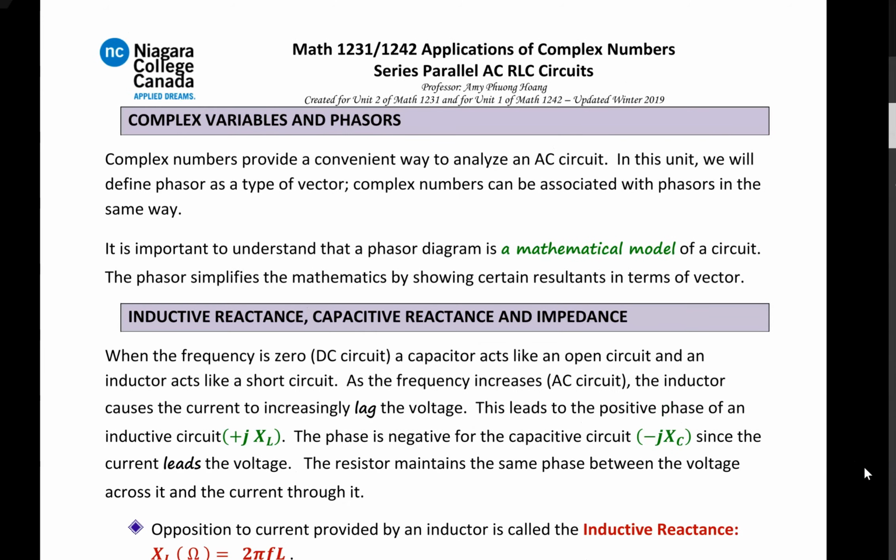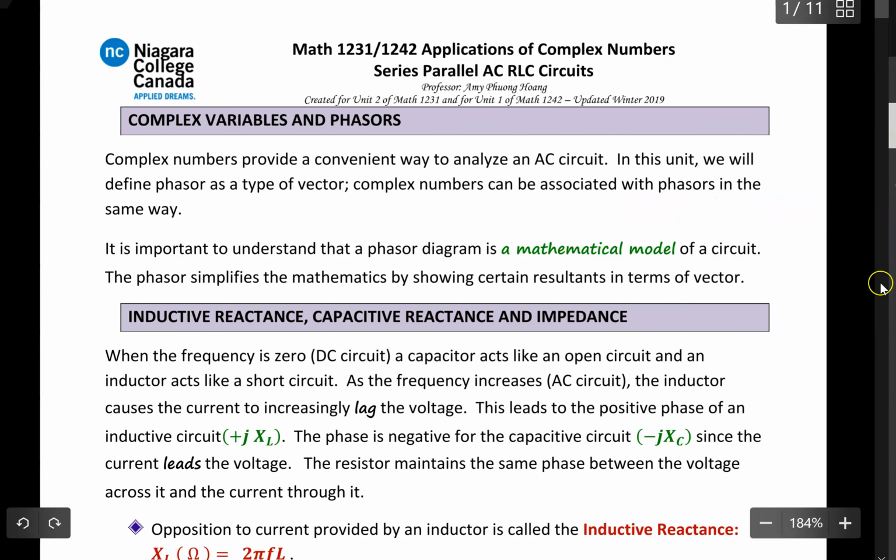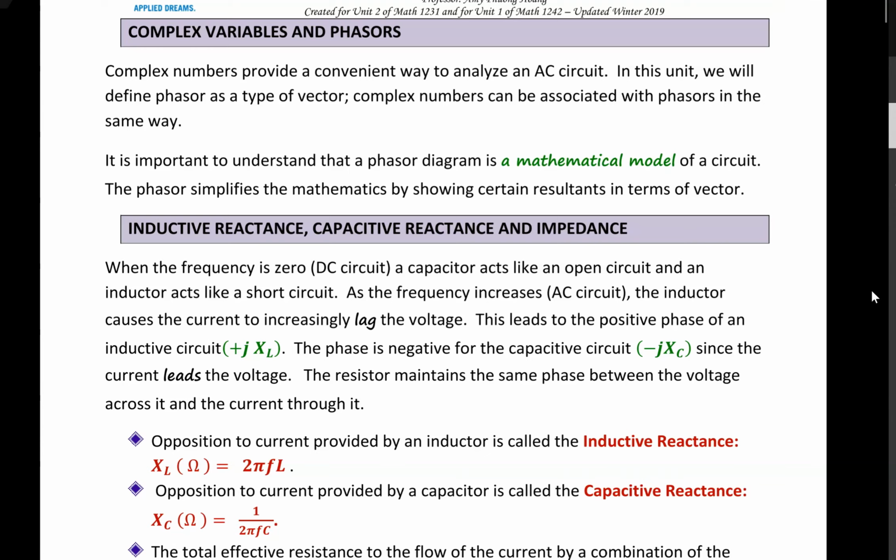Hello everyone. Complex number is an important tool to analyze an AC RLC circuit. In this unit, we will define phasor as a type of vector. Complex numbers can be associated with this phasor in the same way. It is important to understand that a phasor diagram is a mathematical model of a circuit. The phasor simplifies the mathematics by showing certain resultant in terms of vector.